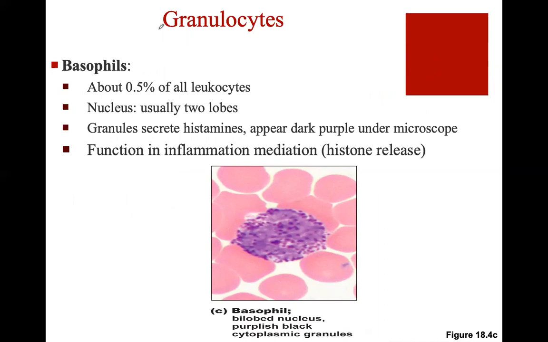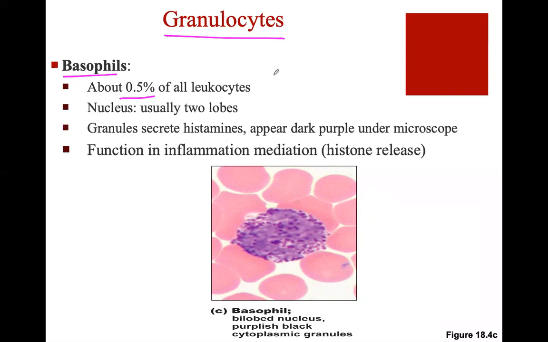The third classification of granulocytes are basophils. Basophils are the least common. They are less than 0.5% in terms of number, which means if I count 100 white blood cells, less than one will be visible. So you need to count more than 100 white blood cells to be able to pick one basophil. Again, really, really uncommon.